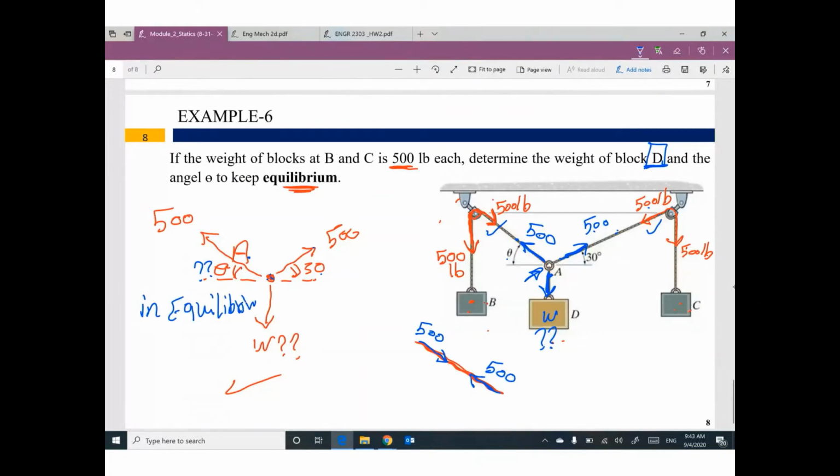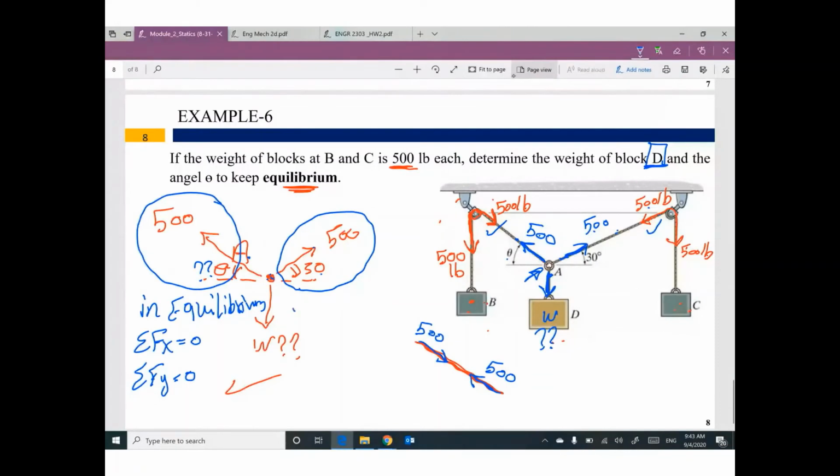So I can apply summation of F of x equals 0 and summation of F of y equals 0. One by one, get the horizontal and vertical components of this force, of this force, and of this weight, and then apply summation of F of x equals 0 and summation of F of y equals 0. We have two equations and two unknowns. I can solve them together to figure out the value of this weight and the value of this angle theta.